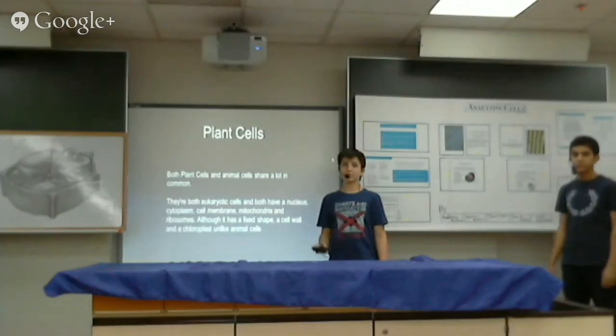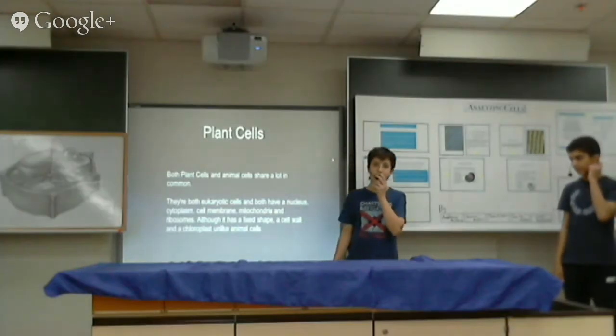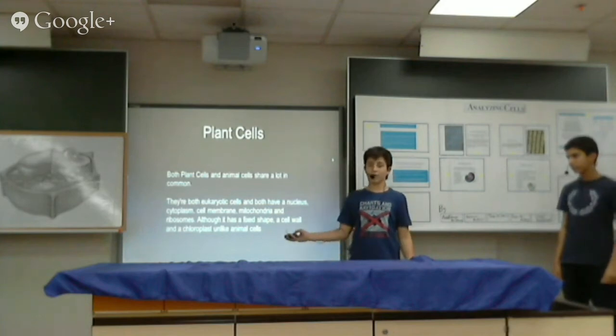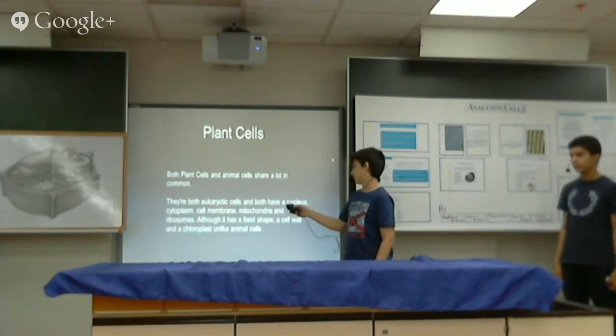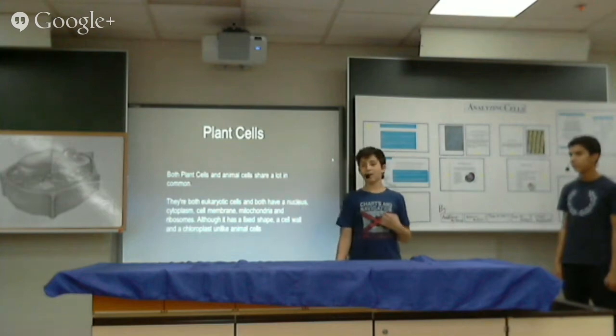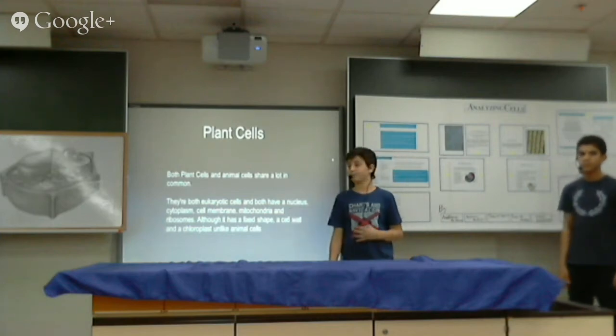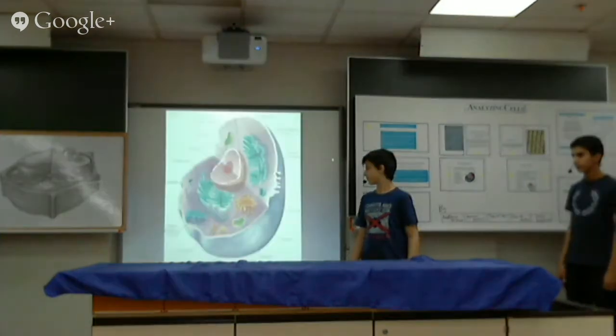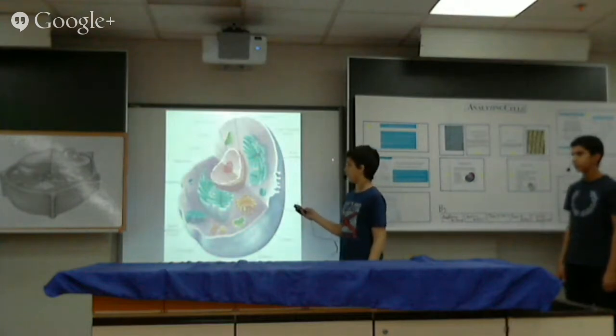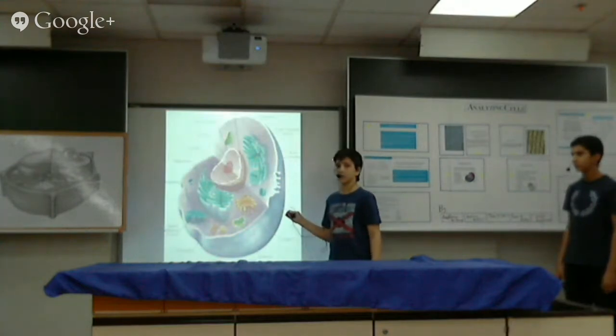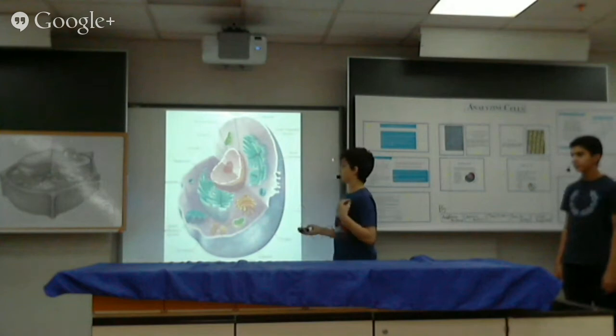Both plant cells and animal cells have a lot in common in organelles. They both have mitochondria, cell membrane, and ribosomes, but a plant cell has a cell wall and a chloroplast that animal cells don't have. Next slide. This is a picture of a plant cell. We're gonna discuss the organelles later.